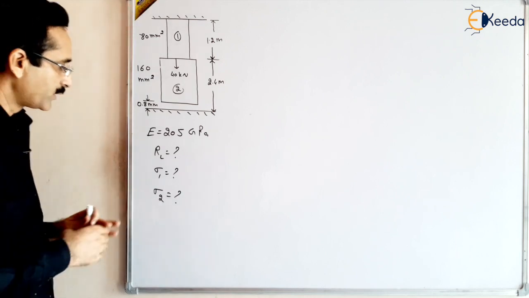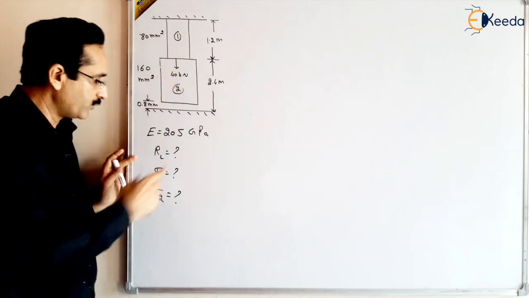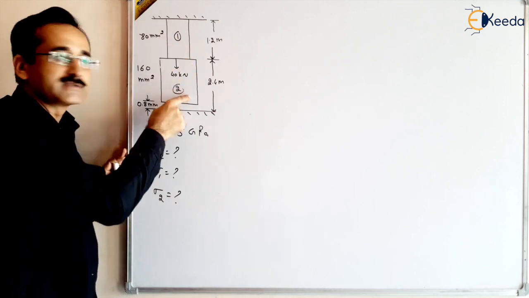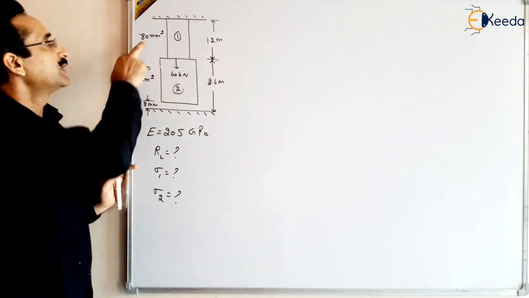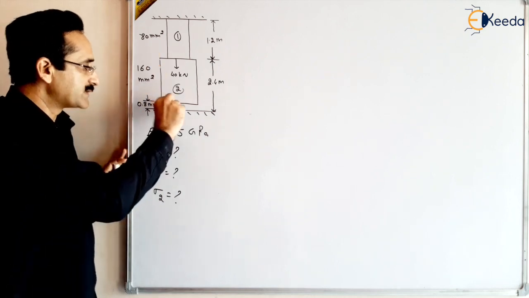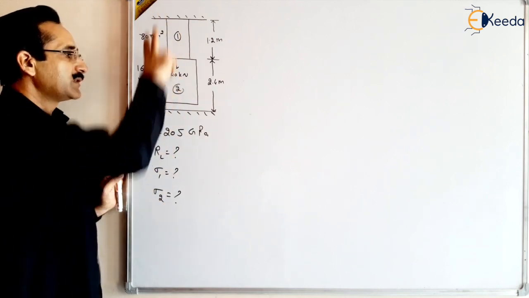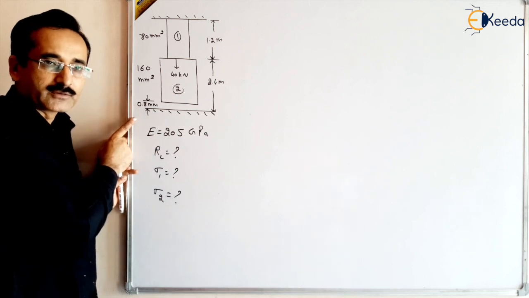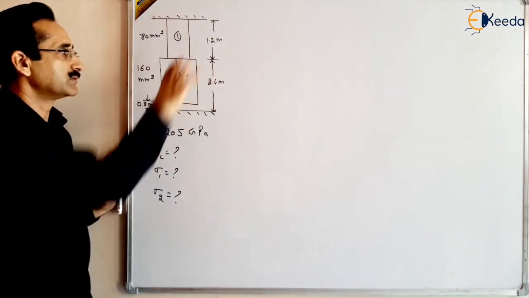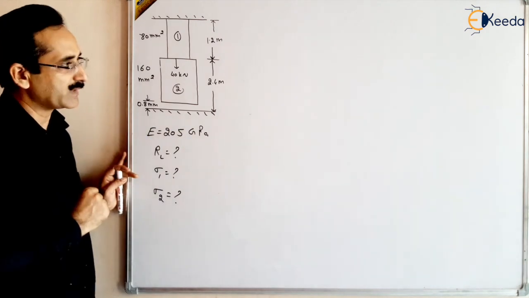We have to find the reaction at the lower end and the reaction at the upper end, and also the stress developed in this section of the bar and in this section of the bar. Also we are given the areas, 80 mm square and 160 mm square, and we have to fill this gap first. Here the total deflection in the bar will be 0.8 mm, there is no other deflection. The length of each section is given, and the modulus of elasticity of this material is also given.